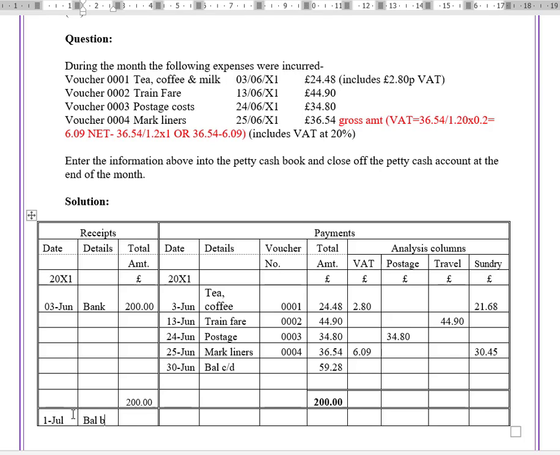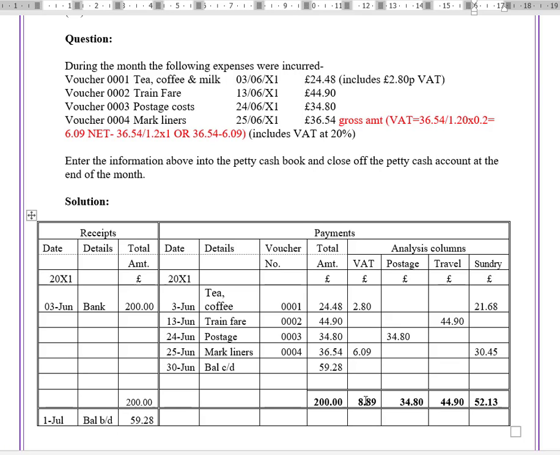and that will be balance BD. You're going to open with the amount that you closed with, which is your £59.28. And the only other thing that is remaining is for us to get the totals and bring the totals for each of the columns downwards. And after that, you are done and dusted. So that is your petty cash account.